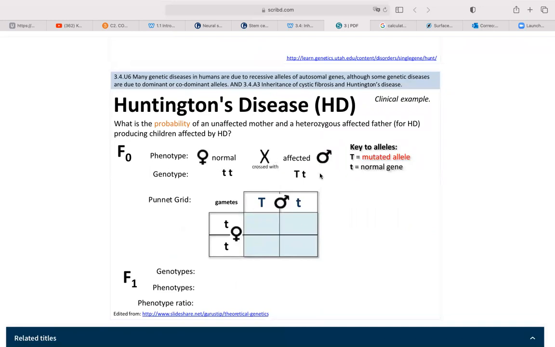Okay, we're going to make a cross to know the conditions, the phenotypical characteristics, the genotype, phenotype, and phenotype ratio. So you have the mother and the father. The mother has normal condition. How do you know that? Because you have to read the key to alleles. T, remember that it's caused by a dominant one. Uppercase T is the dominant mutated allele. In this disease, remember, cystic fibrosis was the opposite. So we have the lowercase t as the normal gene.